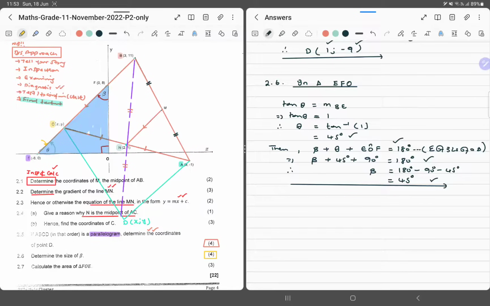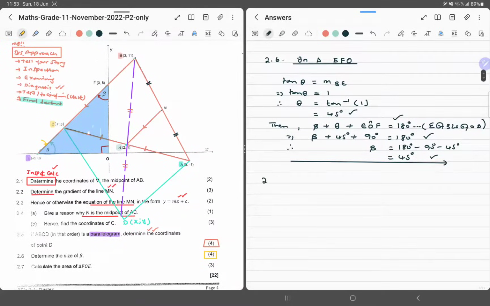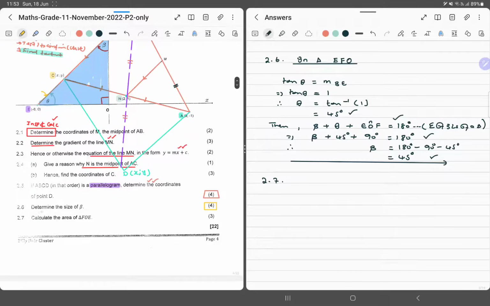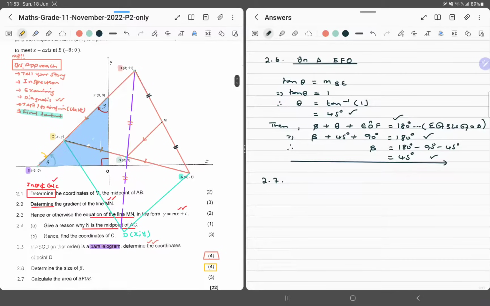Anyway, so let's do the last question now, before we get to the hour. So now it says here, calculate the area of FOE. That's pretty easy, because we know for a fact, without a shadow of a doubt, that this side is basically the horizontal distance from the origin to E.